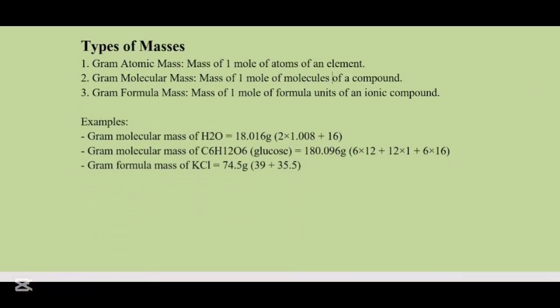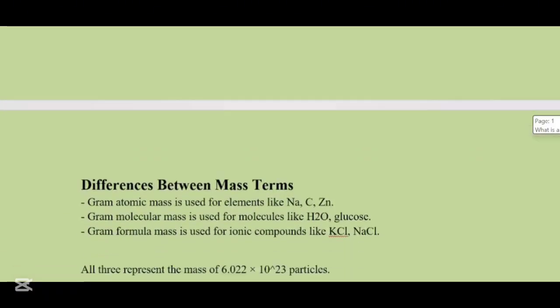The first example of molecular mass is H2O. As you have seen, the atomic mass unit of H2O is 18.016 atomic mass units, but if you convert it into grams, it will be the same. As for gram molecular mass of glucose, its atomic mass unit will be 180.096, but if you want to convert this into gram, just change the unit from AMU to gram.